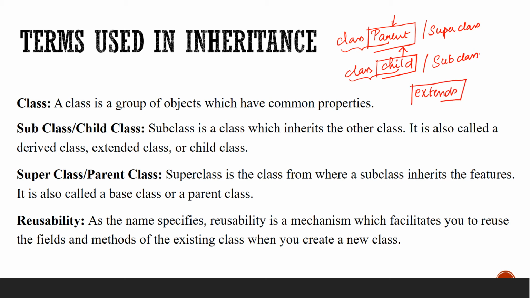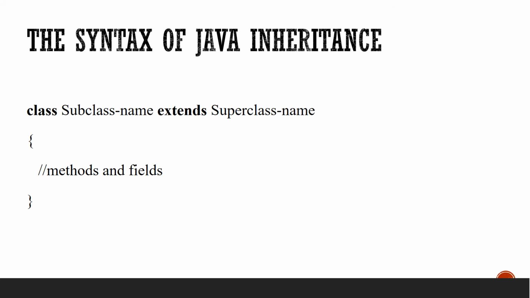Remember this word. In Java, if you need to use the properties of inheritance, you need to use this keyword, extends. So, moving on to the syntax of Java's inheritance. As I said, we'll have a parent class. Class parent, and it will have its own methods and variables.